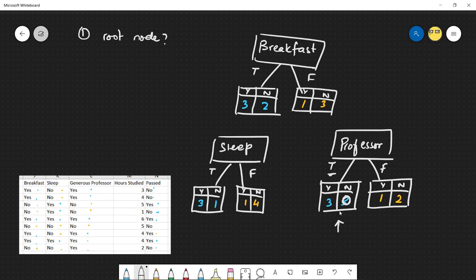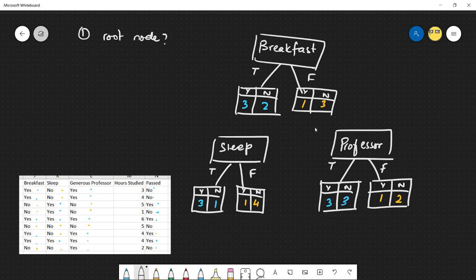And that's crucial. You weren't able to classify every single data point here, but you were able to figure out that if the professor is generous, if they're ever generous, you are never going to fail based on this data set. And so let me go back here and let me do another example.